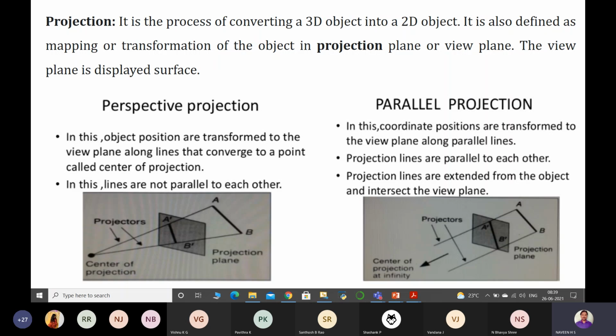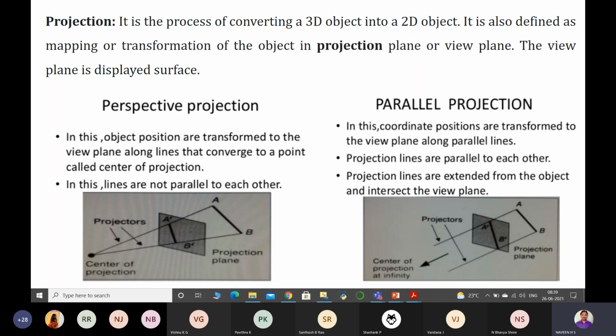In that we have two different types of projection, perspective projection and parallel projection. You can see in the diagram and understand what the meaning of perspective and parallel projection is.